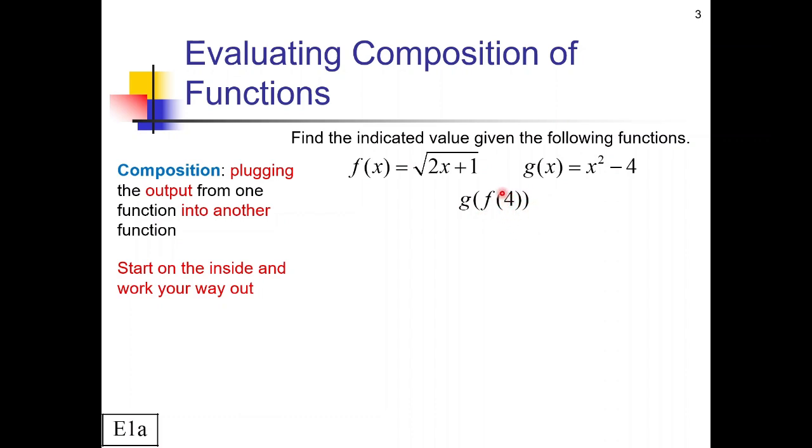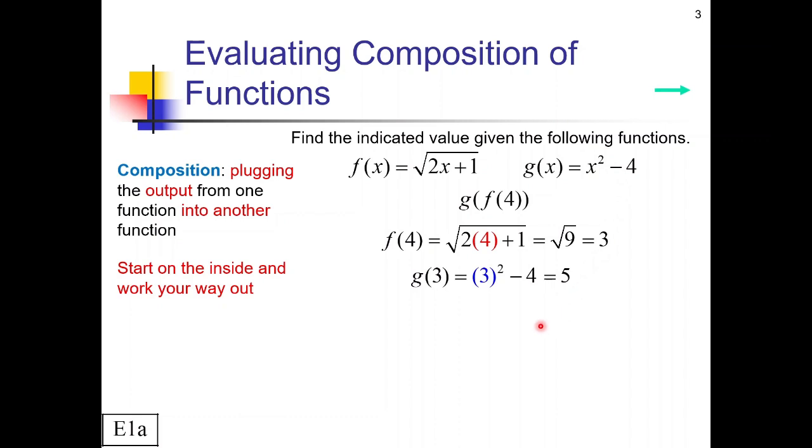And for f of 4, that would just be the square root of 2 times 4 plus 1, which is the square root of 9, which is 3. So this is all f of 4 right here. So if I'm doing g of f of 4, I'm basically just doing g of 3. G of 3 is just going to be 3 squared minus 4, or 9 minus 4, or 5. And that's all there is to it.